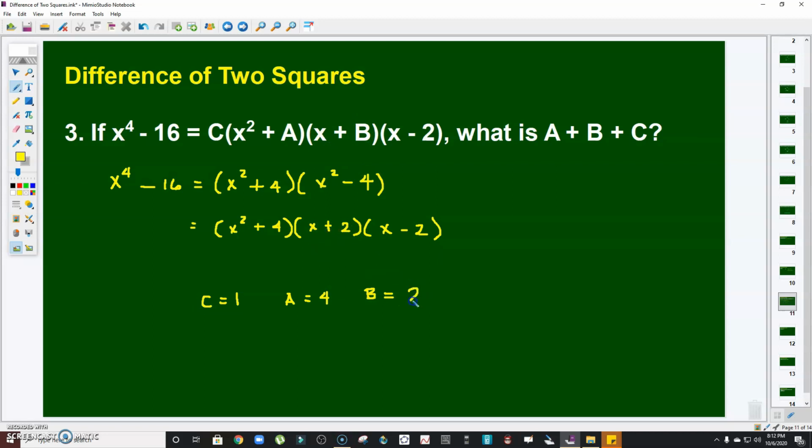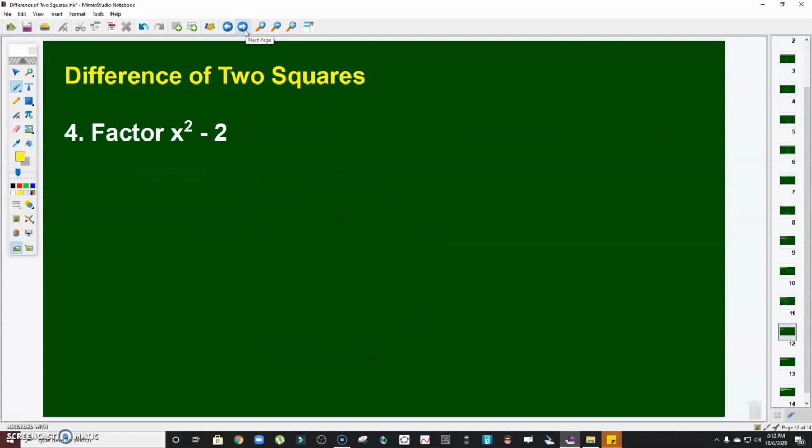So, therefore, b is equal to 2. See that? Therefore, the answer in this problem, a plus b plus c, is equal to 7. See that? Okay, next, problem number 4.